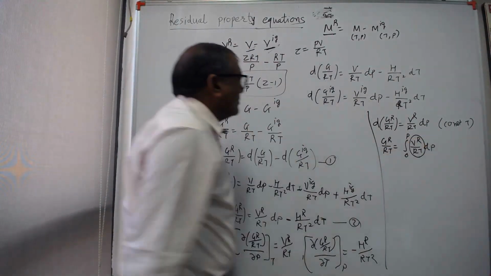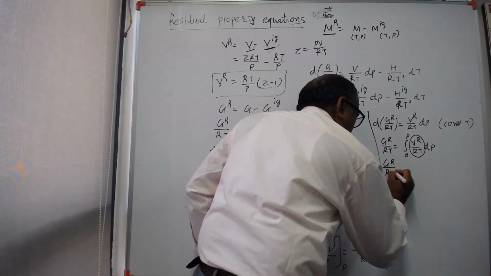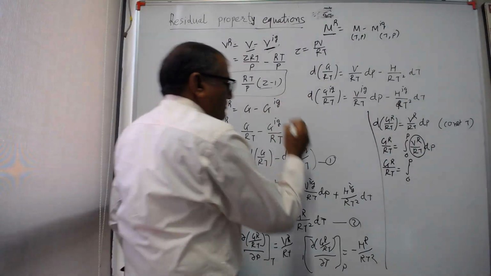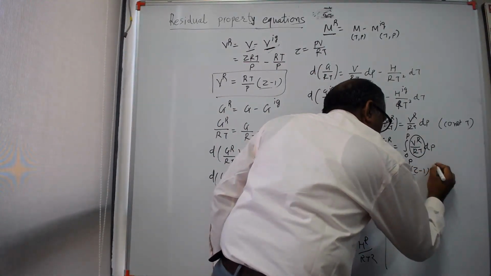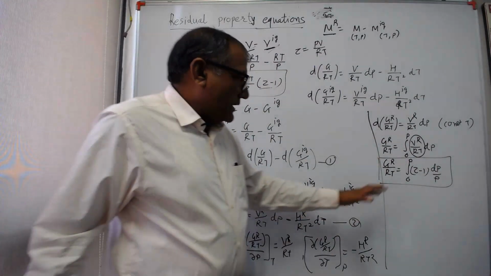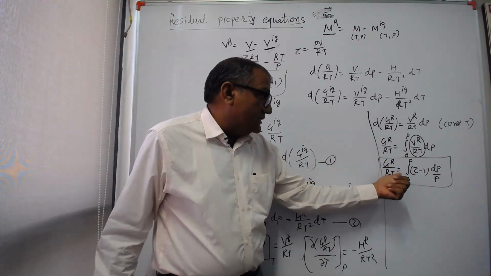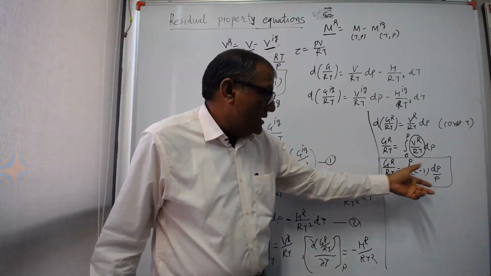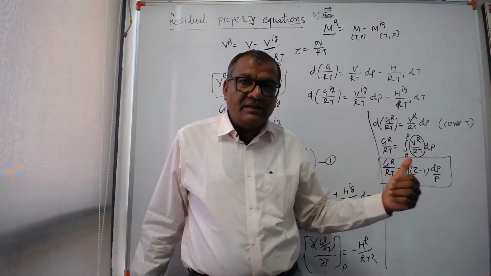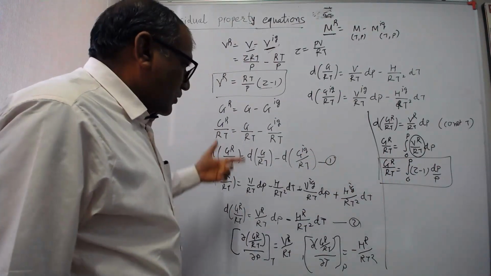The other thing is VR over RT, that is RT by P times Z minus 1. So GR over RT is the integral from 0 to P of Z minus 1 dP by P. This is a very important equation for any type of exam, even for the GATE exam. If you know the value of the compressibility factor, then you can calculate GR over RT. It means you can calculate the residual Gibbs free energy.